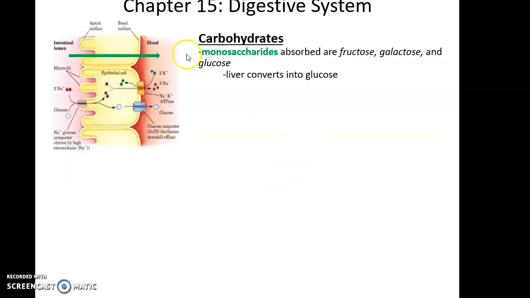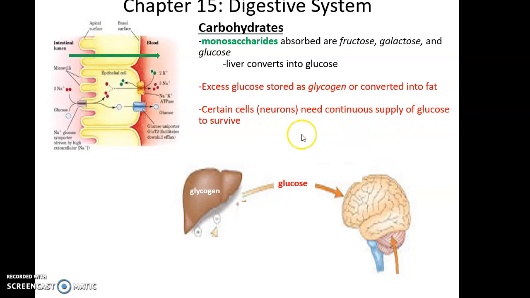So monosaccharides are absorbed in the form of fructose, galactose, and glucose. They pass through the lining of the small intestine, enter the bloodstream, go to the liver, where the liver will pull them out and convert fructose and galactose into glucose, because again, glucose is the workhorse monosaccharide of the body. Excess glucose is stored in the form of glycogen, which is a long branching molecule made up of thousands and thousands of glucose molecules. Or glucose can get converted into fat.